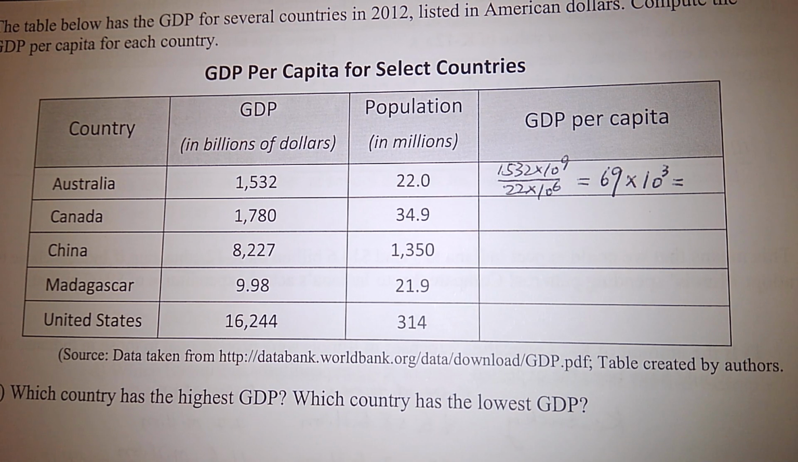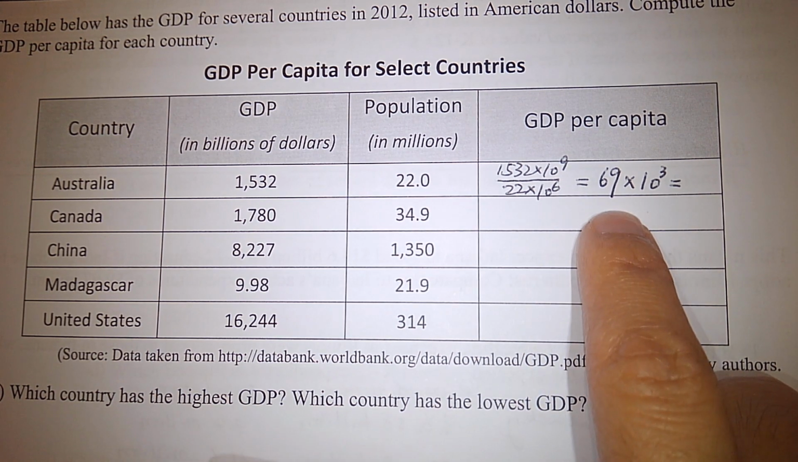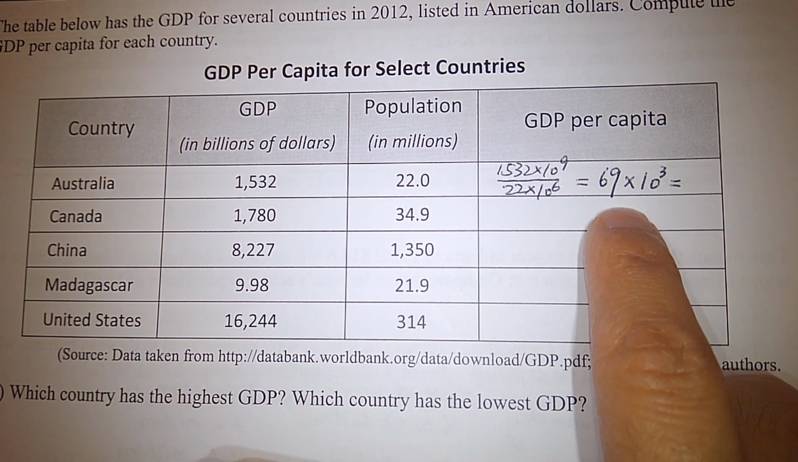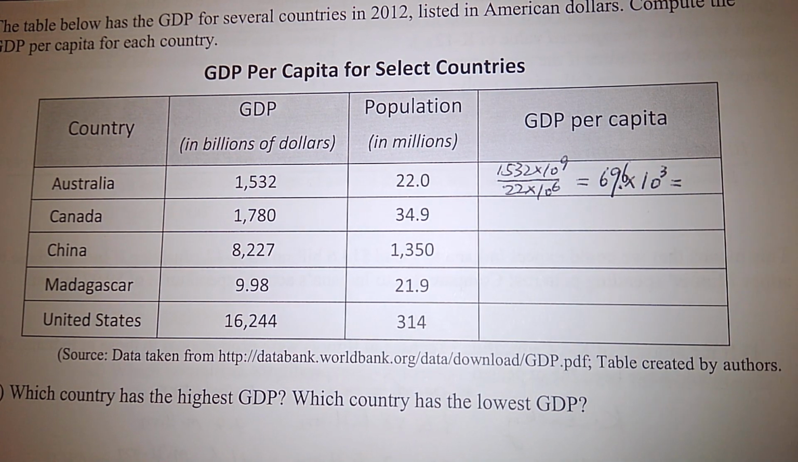Okay, so with this, do we ignore what comes after the decimal? So it'd be 69.6. You got 69.6? Yeah. Oh, okay, so 69.6 times 10 to the 3, okay?